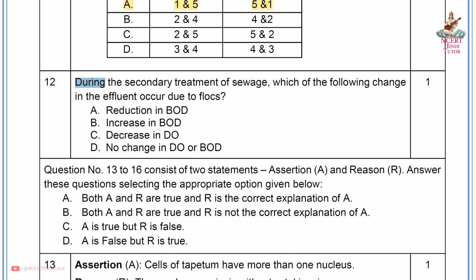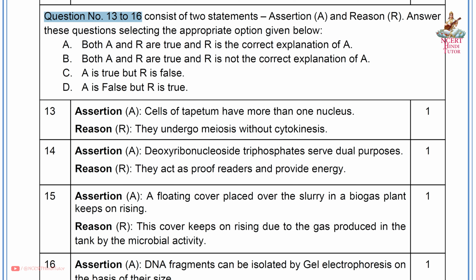Question 12. During the secondary treatment of sewage, which of the following change in the effluent occurs due to flocs? Answer A, reduction in BOD. Question number 13 to 16 consist of two statements, assertion A and reason R. Answer these questions selecting the appropriate option given below.